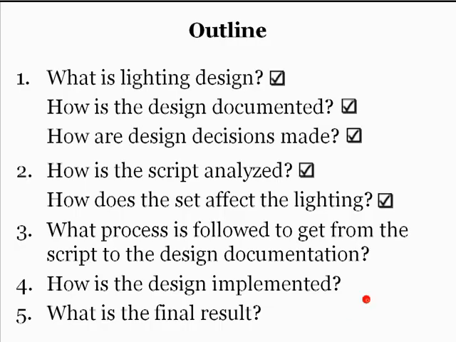So, we've talked about how the script's analyzed, and we've talked about how the set affects the lighting. So that concludes this second section. We've started to introduce the idea of looking at the script, of imagining the way we want the lighting to be, and also of getting an idea how other parts of the show, specifically the set, affect the lighting and how it's going to affect things from this point forward.